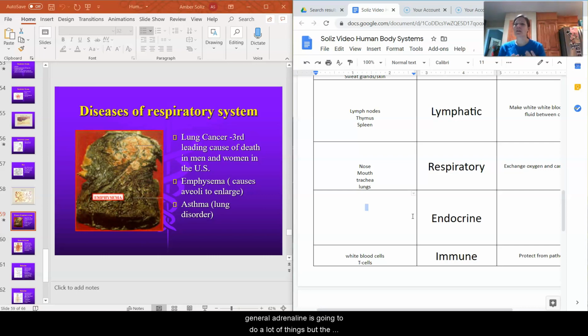Adrenaline is going to do a lot of things, but the main thing is it's going to pump up your heart rate. And the reason it's doing that is if we make your heart pump faster, then we're making the blood circulate faster. Blood's circling your body quicker. And if it's circulating quicker, it's bringing more oxygen and glucose to the rest of the cells quicker. And if that's happening, then your cells are able to make more ATP, specifically your muscle cells. And if your muscle cells are making more ATP, then you're able to jump higher, run faster, be stronger.